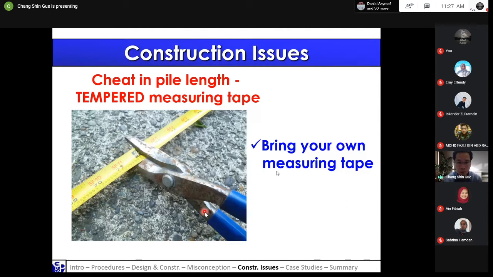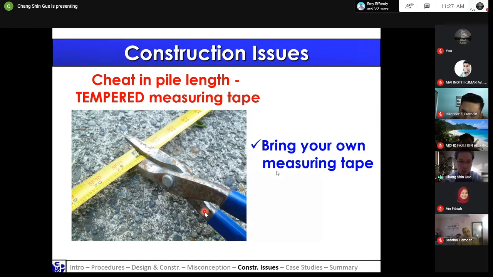But little did you know, maybe the measuring tape has been cut off. Maybe they've cut off 5 meters and then stitched it back. So the reading you saw is 20 meters, but actually it's only 15 meters. So that could be a problem. So our advice to engineers is to always bring your own measuring tape, to avoid tampering of the measuring tape.